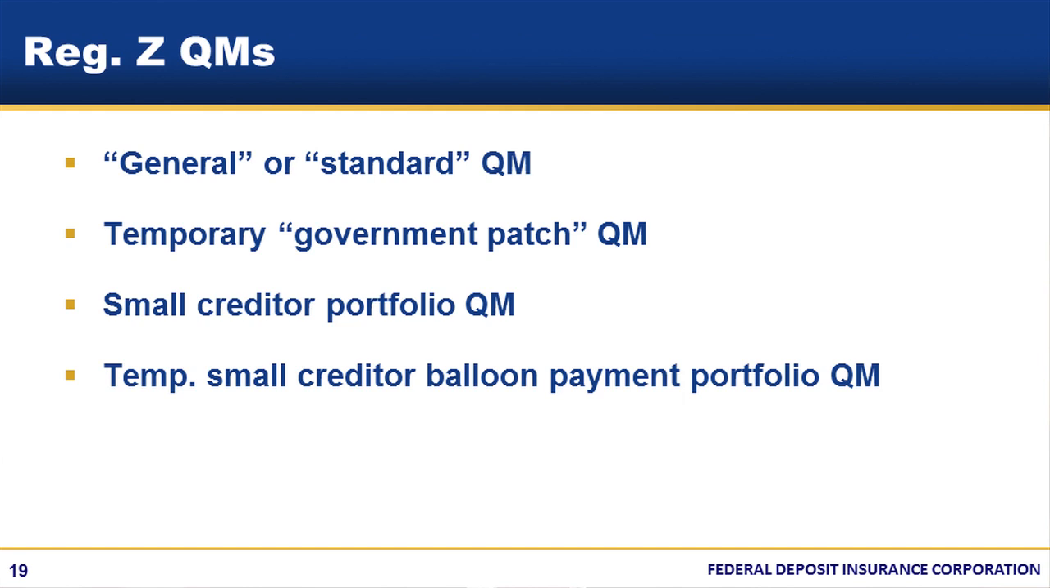The CFPB has said it is reviewing the definitions of rural and underserved in the meantime to determine if it should propose any changes. We expect that many of our community banks that choose to write QMs will use either the government QM or one of the small creditor QMs, but we'll start with the 6 requirements necessary to make a general or standard QM. That will make it easier to understand how the other QMs made some accommodations for creditors, especially small creditors.